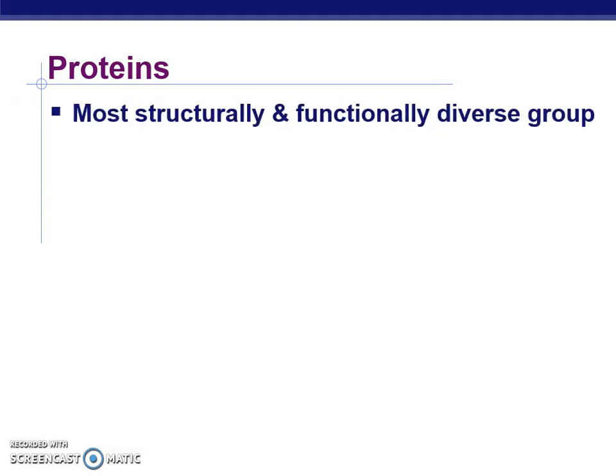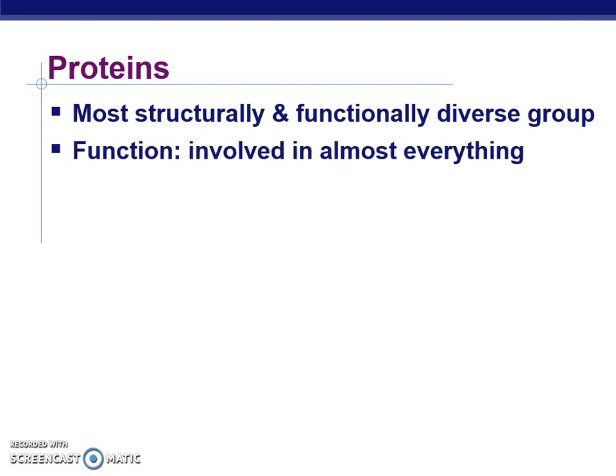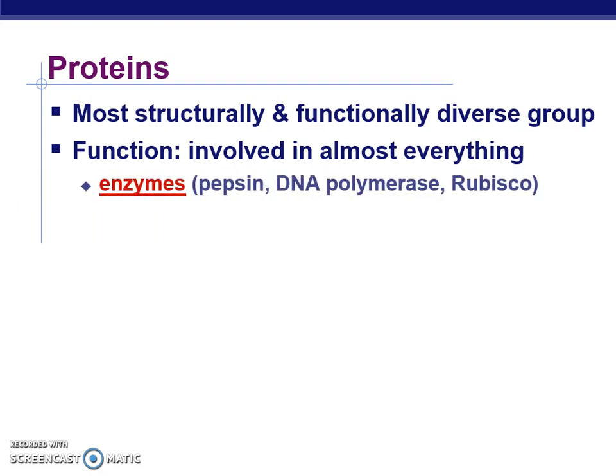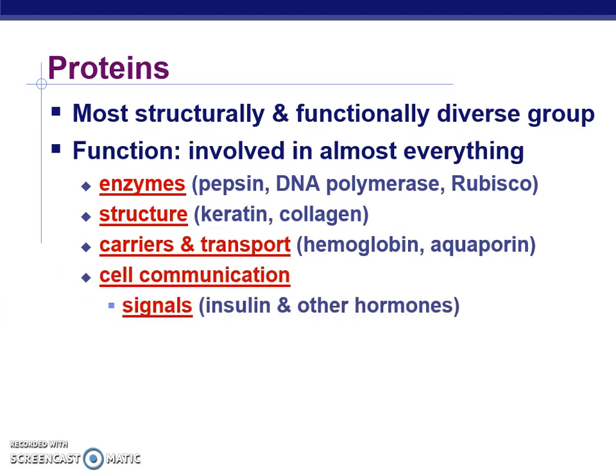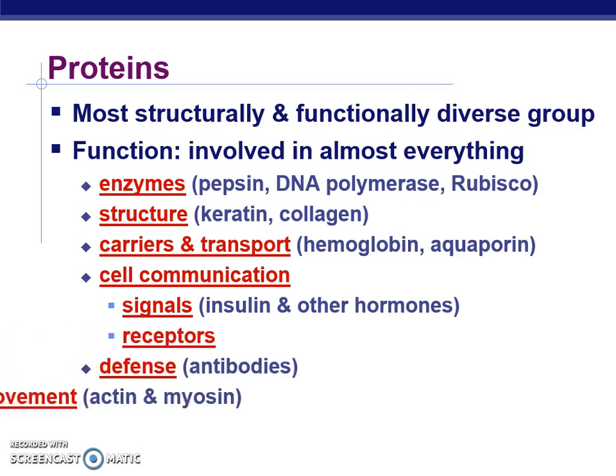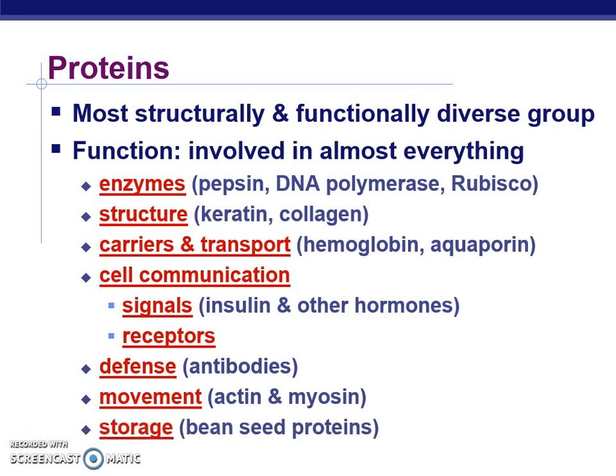So proteins are one of the more structurally and functionally diverse groups. They have lots and lots of different functions, and they're involved in pretty much everything. Some examples of functions are enzymes. They can be structural. They can be important carriers, so moving things around your body, like hemoglobin carries oxygen and carbon dioxide, or they could be transport proteins, so they allow for materials to move in or out of the cell. They're important for communication. They can be the signal itself, or they could be the protein that receives the signal. They play roles in defense, movement, even storage.